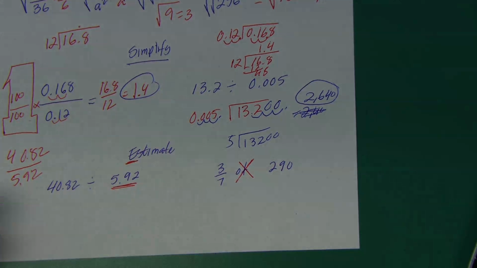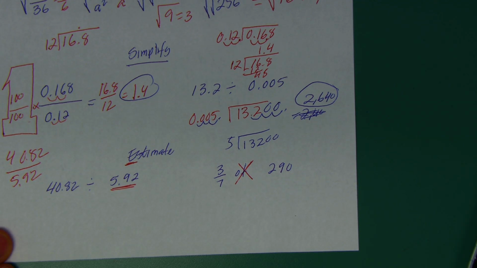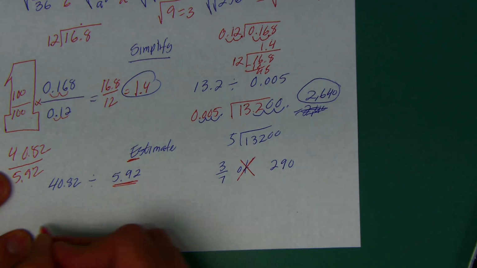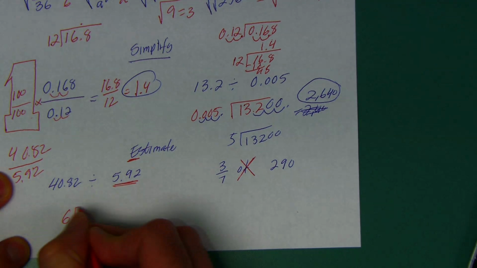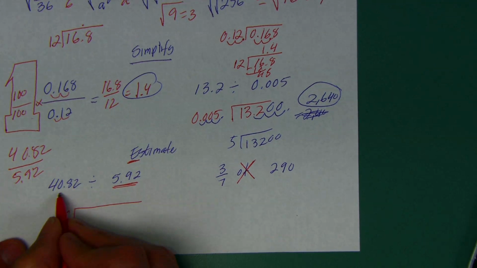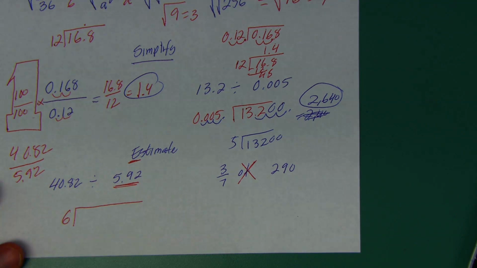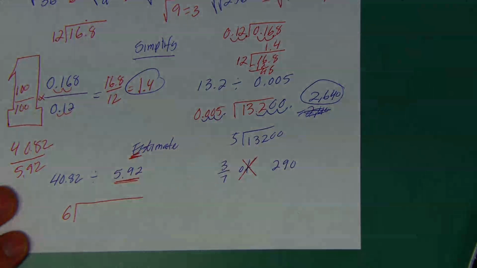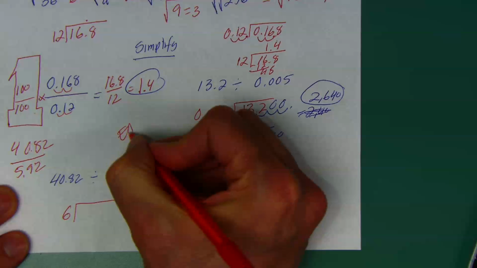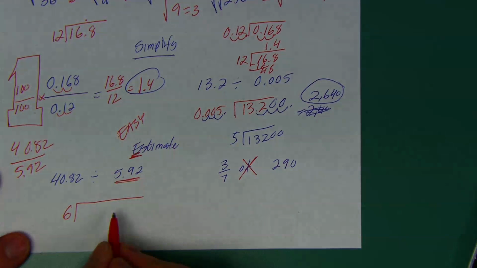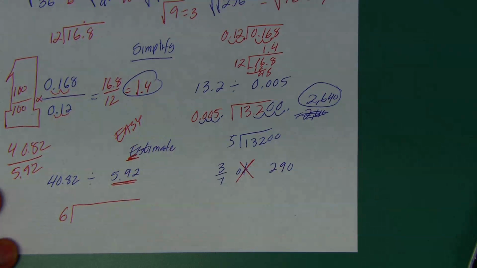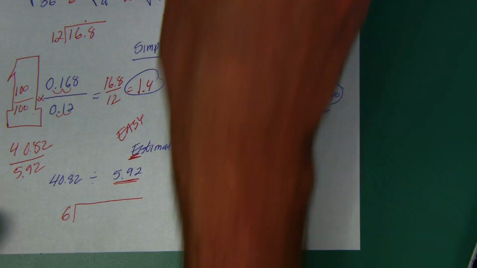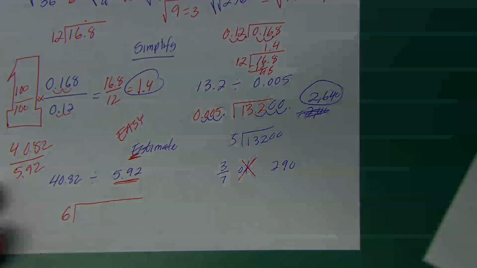So 5.92 is too hard. Let's make that a nice, easy 6. Okay? Now, if it is a 6, I don't want to round this to 40. I don't want to round it to 41 because neither of those help make that easy, right? Remember that E means easy. I want it to be easy. So what number close to 40 and 82 hundredths would make this easy?